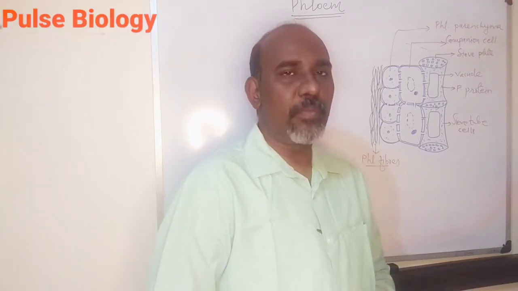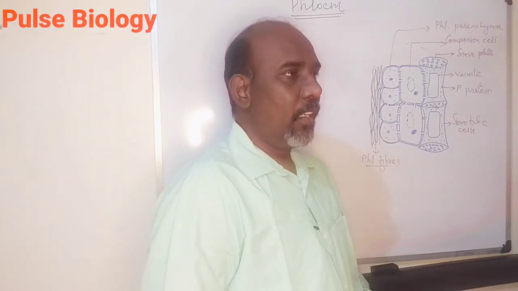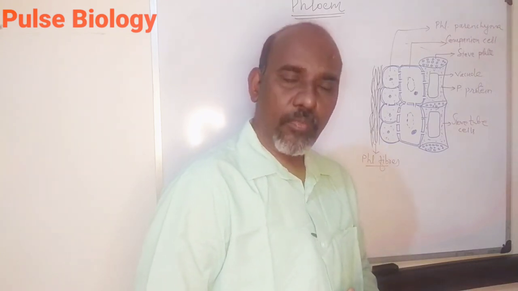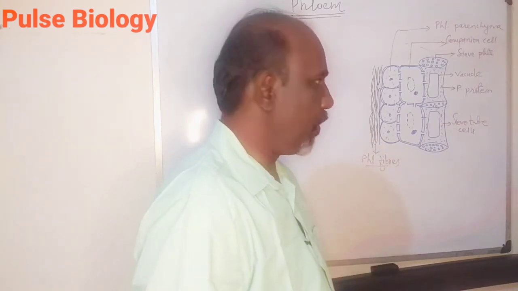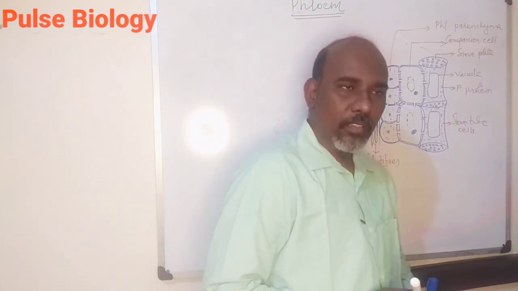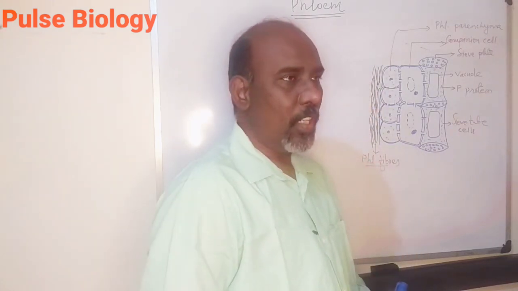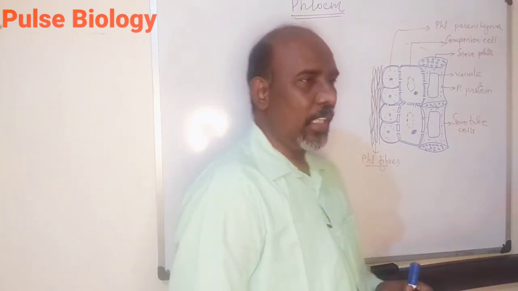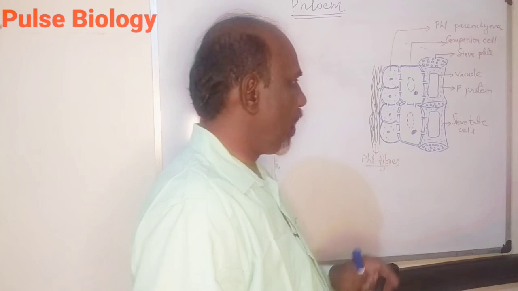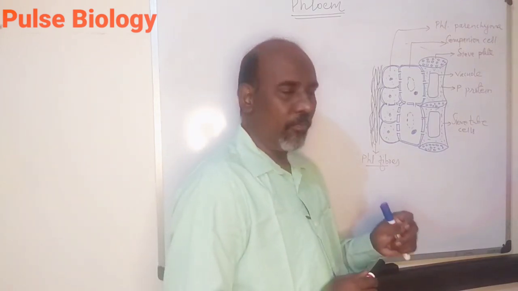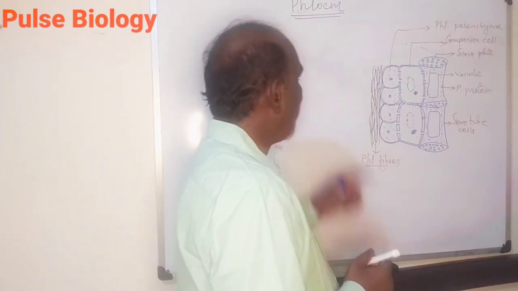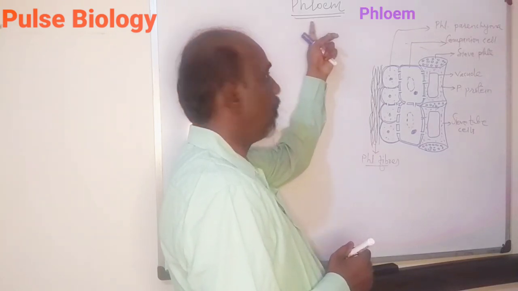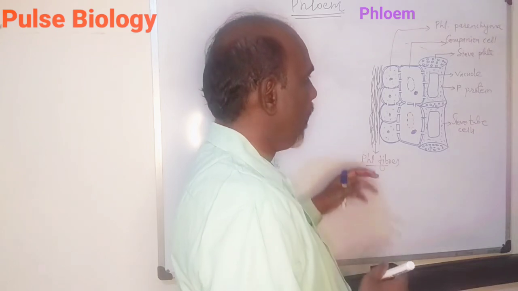The permanent tissue, that is complex permanent tissue. In the previous lecture we have seen that one of the vascular tissues, xylem, conducts the water and minerals, and the conduction is unidirectional. Also the diagrammatic representation and the components of xylem we have studied. Now the next complex permanent tissue, that is phloem, we are going to see today.